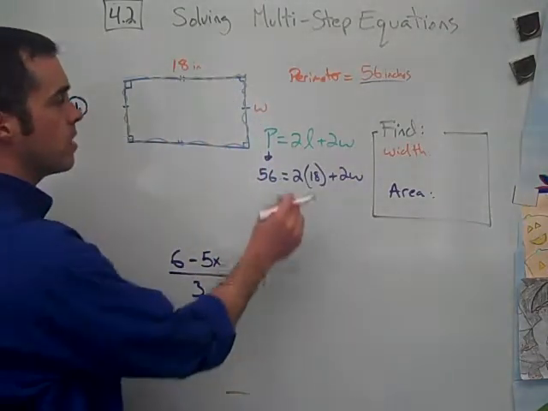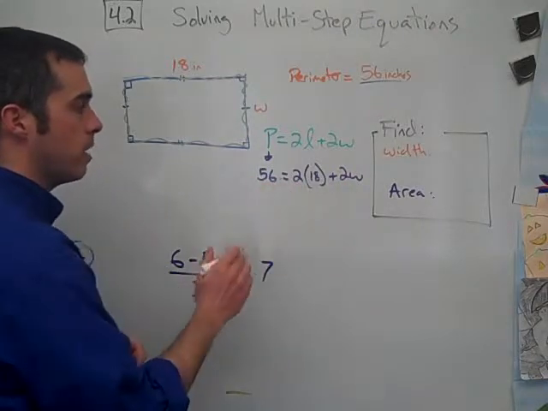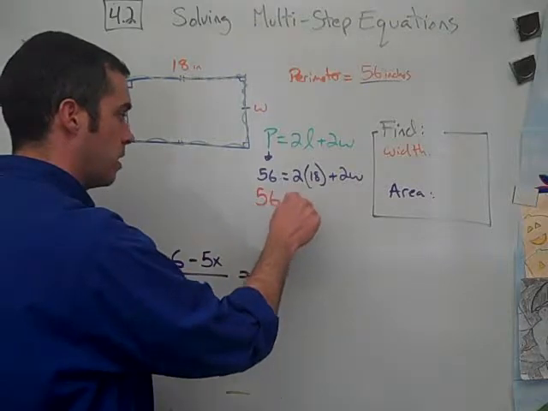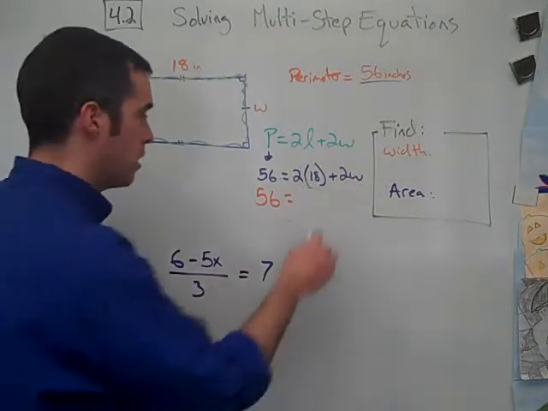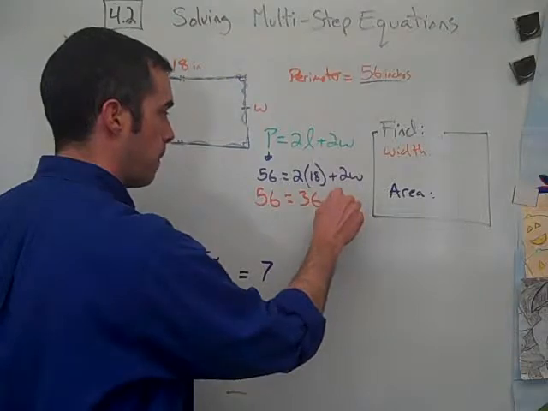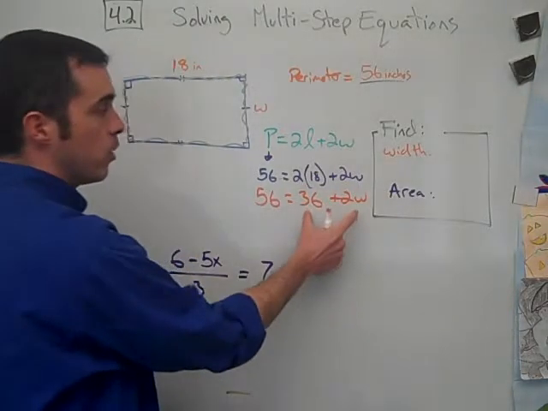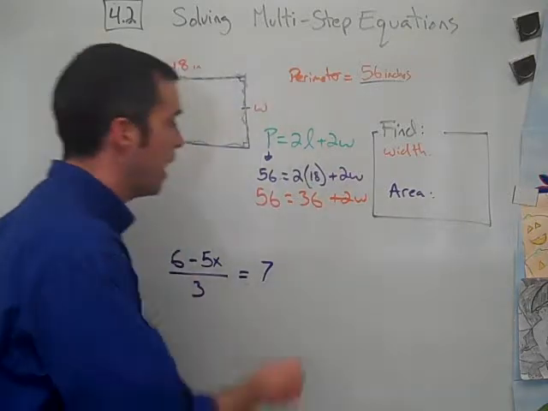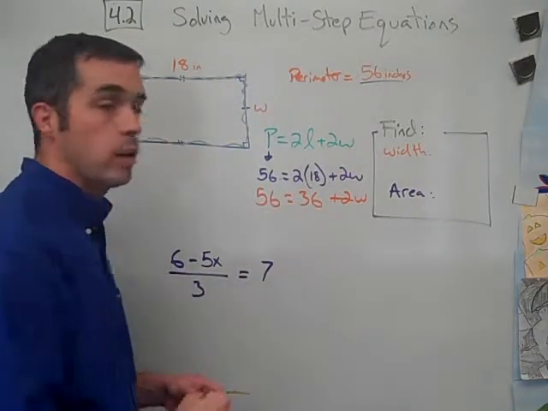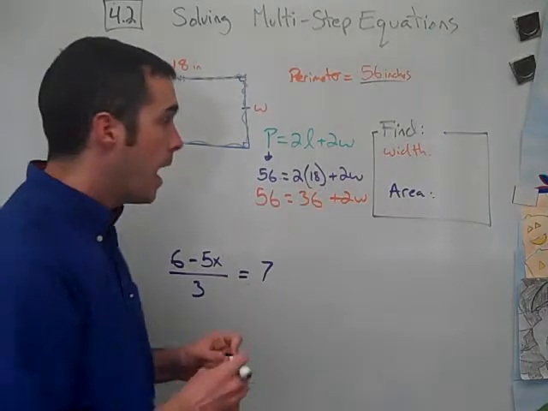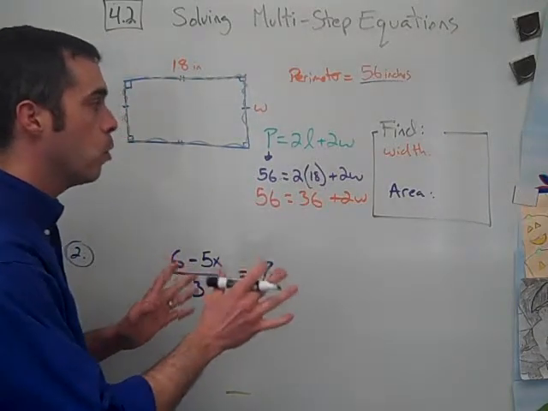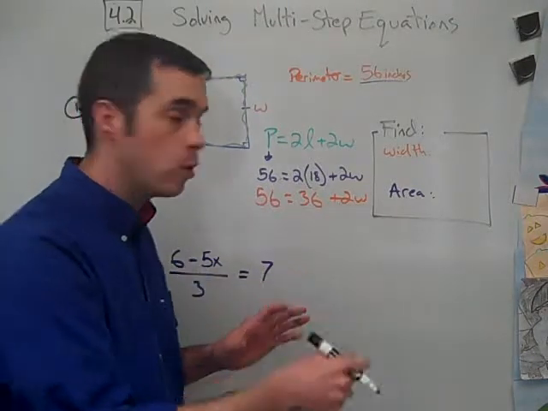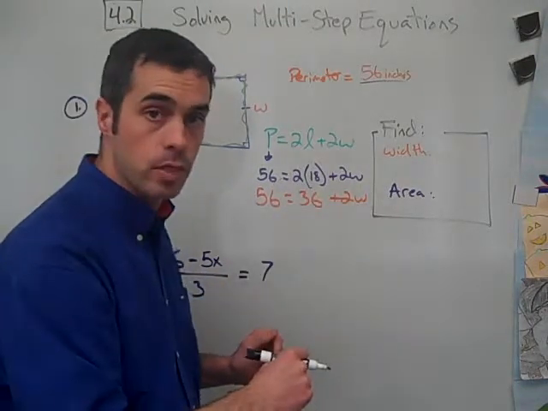The first thing I'm going to do is simplify the left side and the right side of the equation. Well, the left side is completely simplified, so I'll just rewrite it as 56 equals 2 times 18 is 36, so I can write that out, plus 2w. Now, 36 plus 2w are unlike terms. We can't simplify them. So now we have the left side and the right side of the equation in what's called simplest form. After we've simplified both sides, we're now going to begin the process of isolating the variable. We're going to get w by itself on one side of the equal sign.